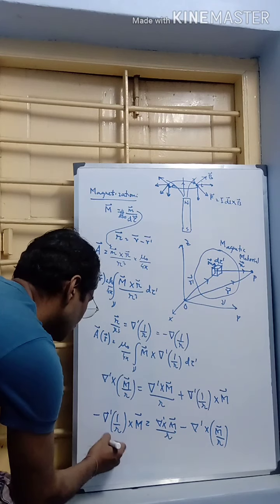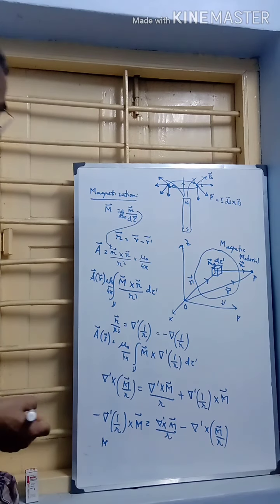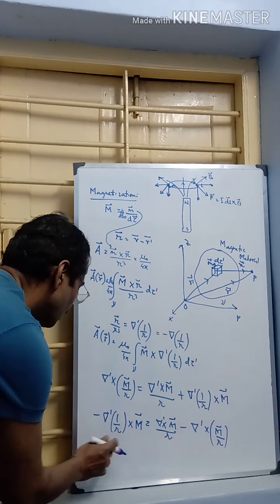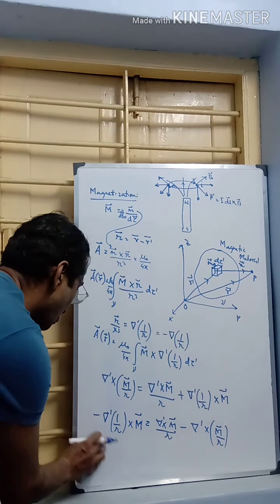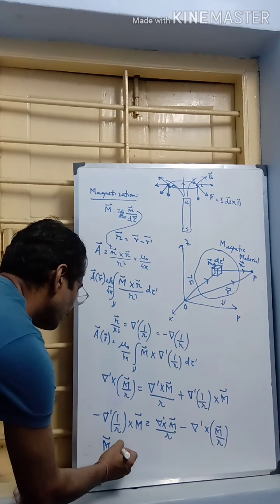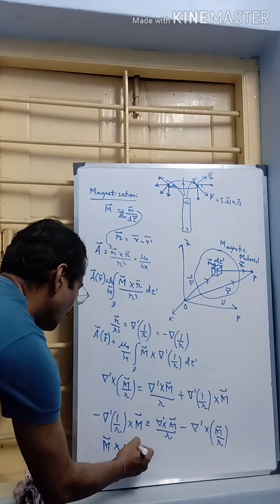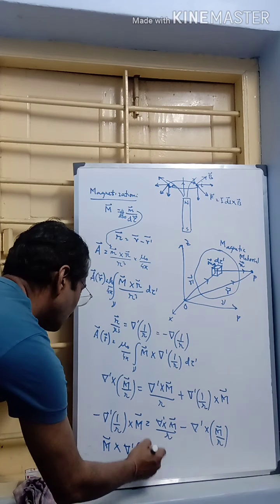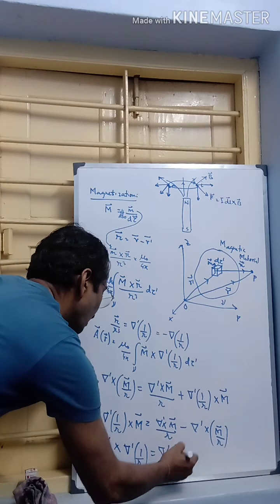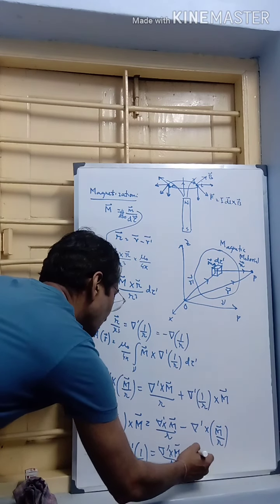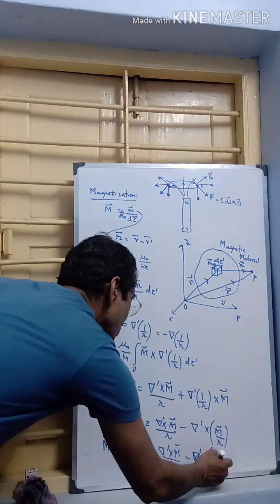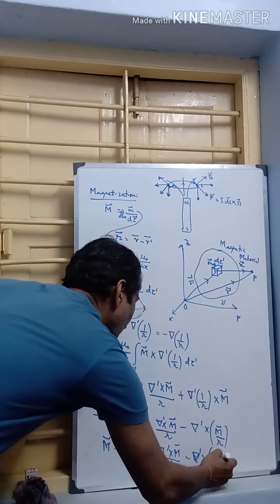Or we can interchangeably, because we know that the cross product does not commute, we can write this interchanging m with grad prime of 1 by r, so m cross grad prime of 1 by r is equal to curl prime of m by r minus curl of m by r.